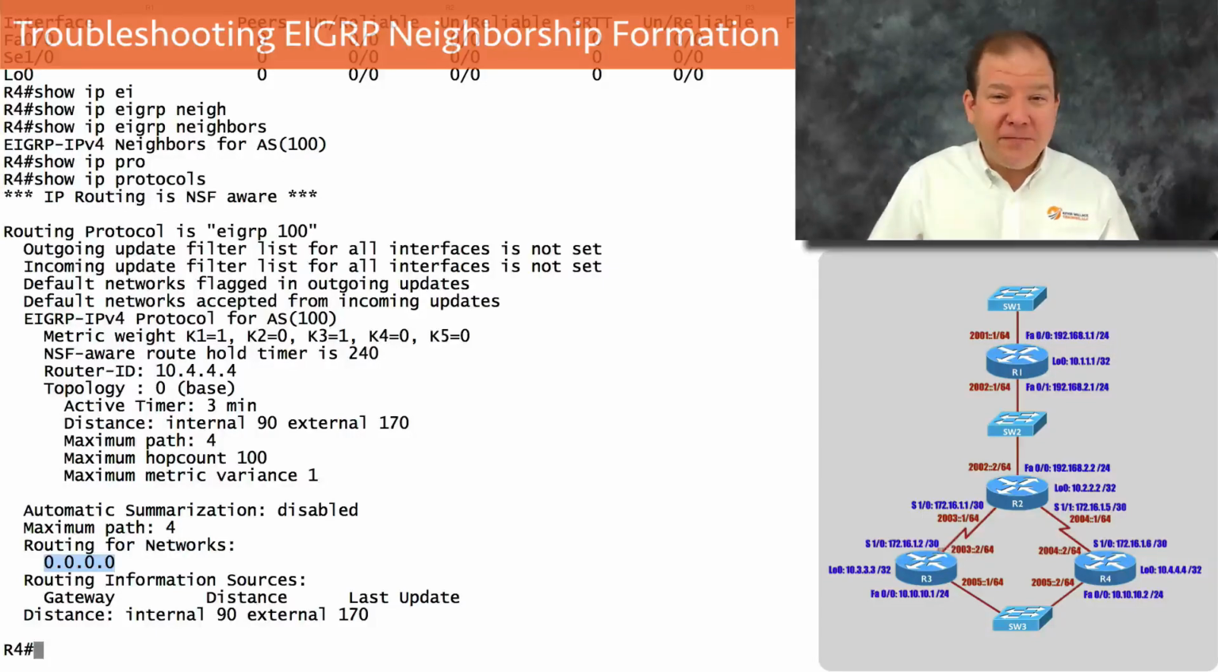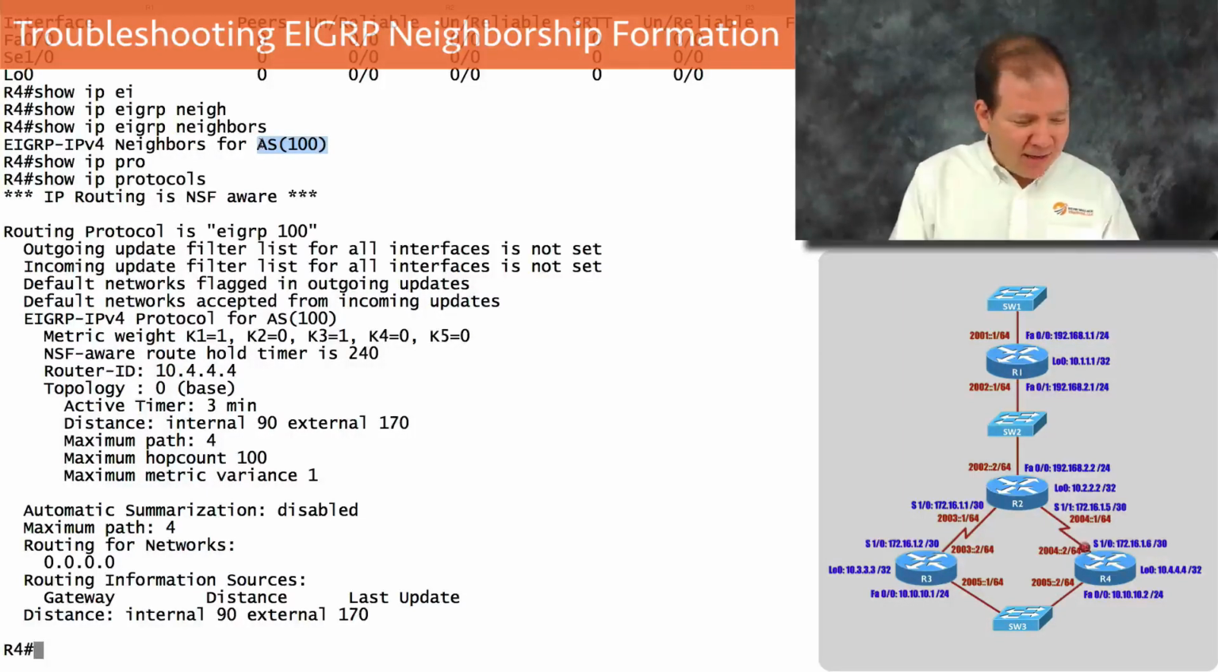Did you notice that we've got something major that's mismatched between router R4 and everyone else? R4 is in Autonomous System 100. Everybody else is in Autonomous System 1. That would certainly do it, wouldn't it?